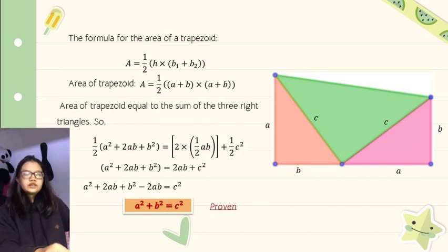We move the 2ab from the right side to the left side, so the sign will change to a minus. So a square plus 2ab plus b square minus 2ab equals c square. So the final notation is a square plus b square equals c square. The theorem is proven.